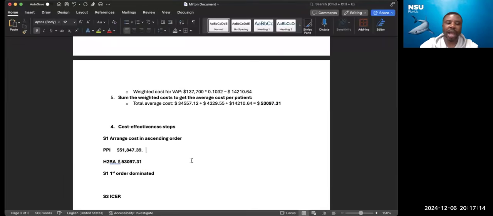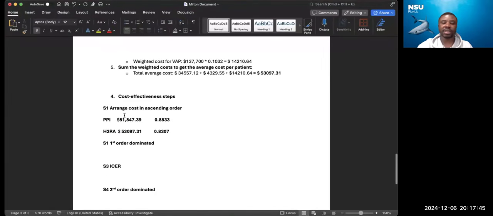And then we are going to add up their outcome, which was, I think, 0.8833. And the outcome for this one was 0.8307. So based on this, we can conclude that this here is less expensive, more effective. And this is more expensive, less effective.